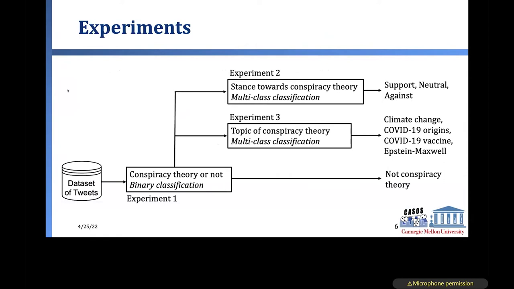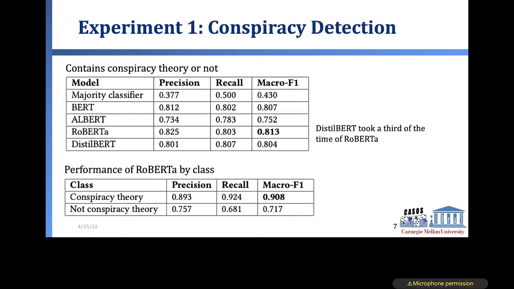So first, starting from our corpora of 3,100 tweets, we perform a binary classification for each tweet. Is it a conspiracy theory or not? If it is, which is about 2,400 tweets out of the total 3,100, then just that subset of 2,400 tweets that do contain a conspiracy theory are used for experiments 2 and 3, which are stance and topic of conspiracy theory.